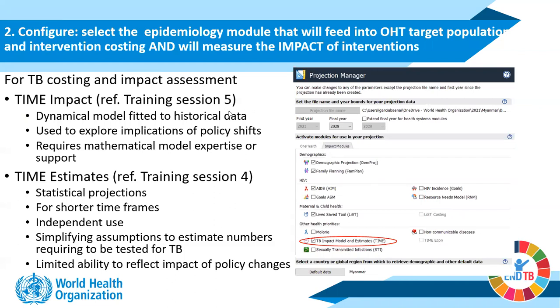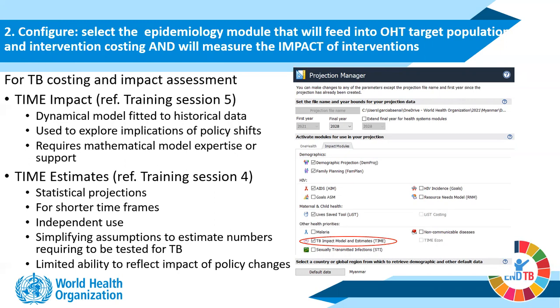The second item that you would want to select is the source for your impact estimates and your epidemiological projections. There are two options. The first is time impact, which is a dynamical model fitted to historical data. It's typically used to explore the implications of policy shifts. It requires mathematical model expertise or support from an expert in this area, but it does give you a longer-term projection and provides you with more information about the implications of changes in policy.